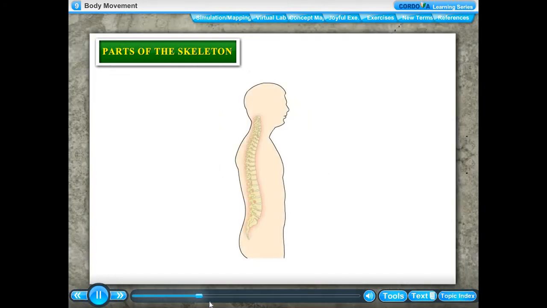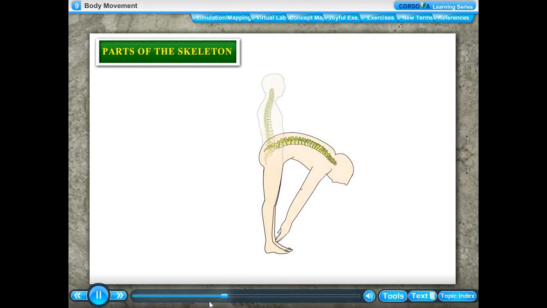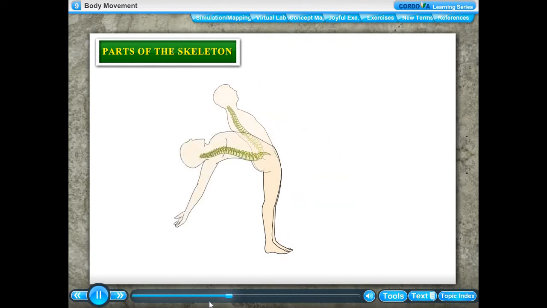The backbone or spine. The backbone forms the main axis of the skeleton. It is made up of 33 small bones called vertebrae. These small bones join together to form a strong column called the vertebral column. It protects the delicate spinal cord. The vertebrae can move over each other. This allows you to bend and twist your back, as shown in the figure.